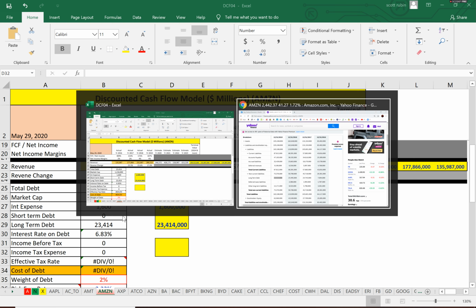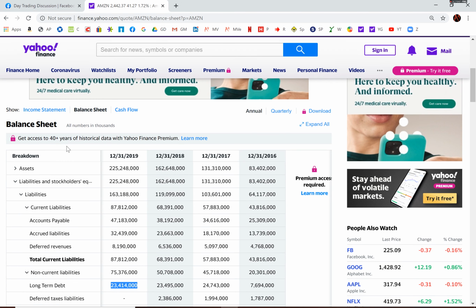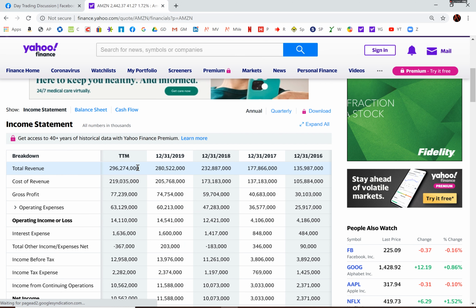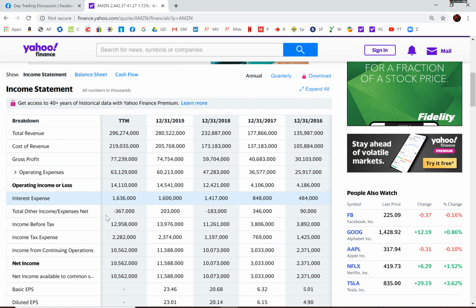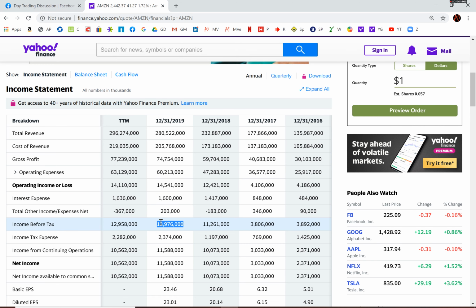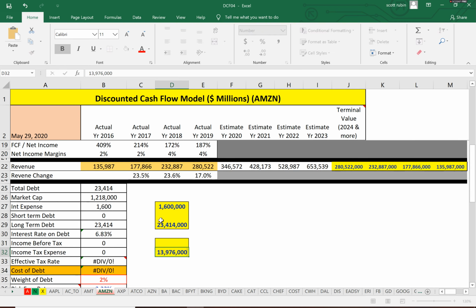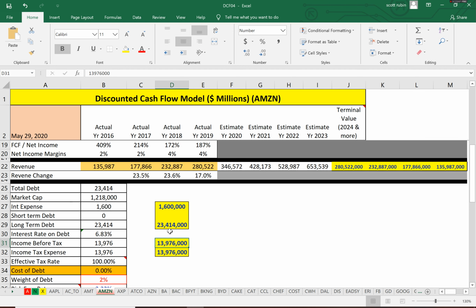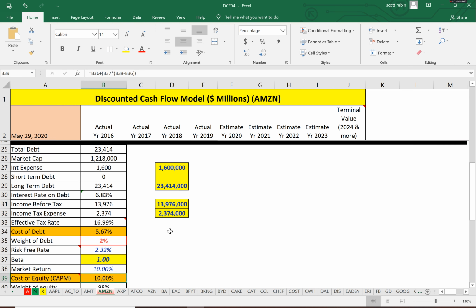So they pay 6.83% on the debt. That's kind of high. And now interest payments are tax deductible, so we need to find the effective tax rate. The income before tax is 14 billion, and the income tax is 2.4 billion. So they pay 17% of taxes.